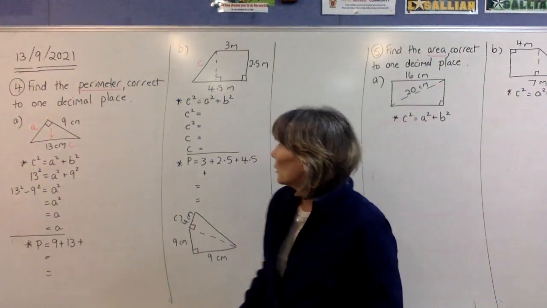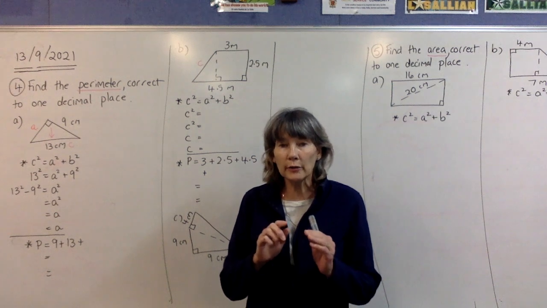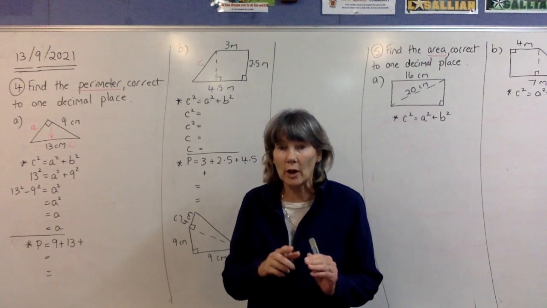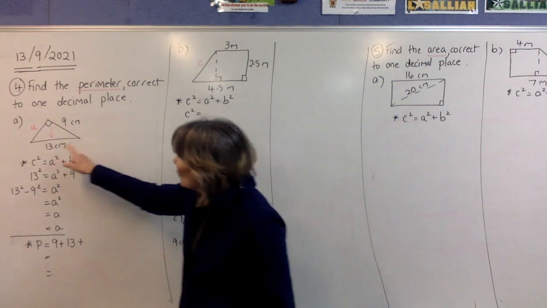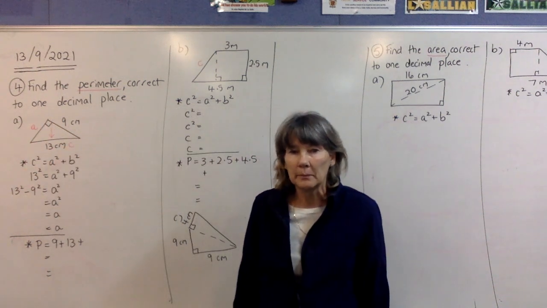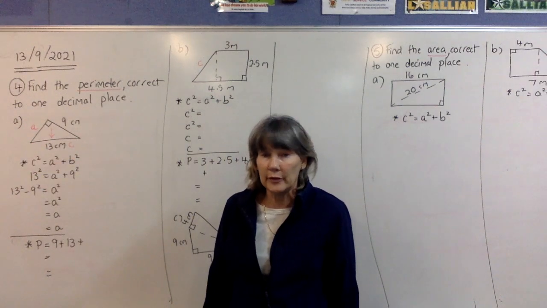So we're on to a few more questions here. The first one is finding the perimeter. Now you know that finding a perimeter we're going around the outside of whatever the shape is. So we need to add up all these sides to get our perimeter. So you'll notice we have one side missing and we need to find that first.